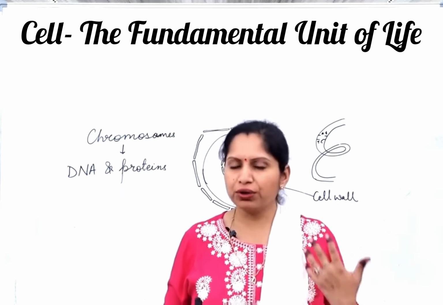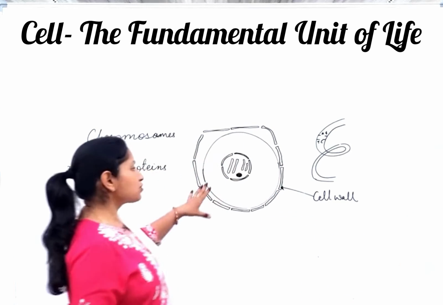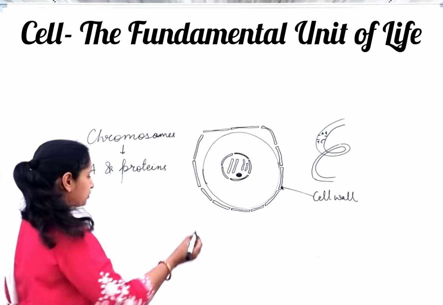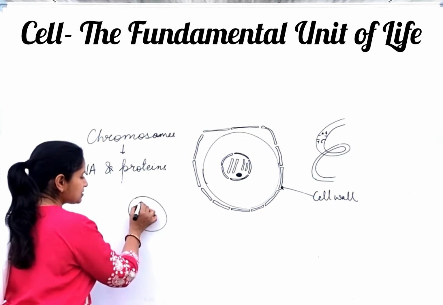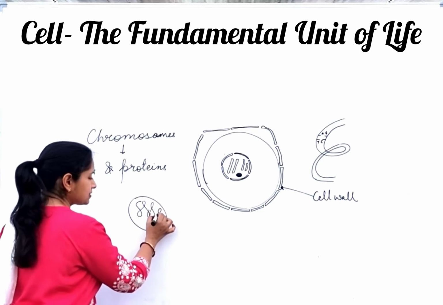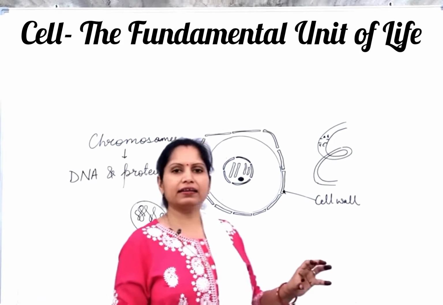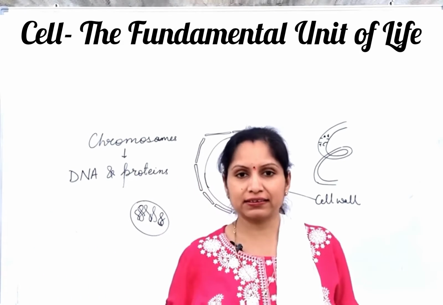But if the cell is right now not going to divide, if the cell is newly formed, it's just growing, then these chromosomes are not visible inside the nucleus. What is visible inside the nucleus is thread-like structures. These are known as chromatin threads. So some thread-like structures are visible inside the cell, and they are known as chromatin threads.